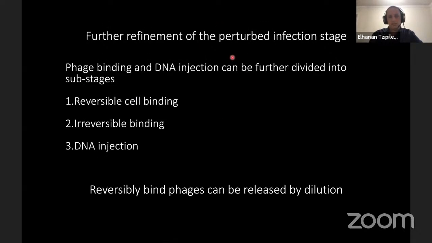But this SigX inducible system enabled us to further refine the specific step that is perturbed. The stages between binding and DNA ejection can be further divided into sub-stages. At the beginning, the phage binds reversibly to the cell, and then the binding changes from reversible to irreversible binding, and finally DNA is injected. And the difference between reversible and irreversible binding can be monitored by diluting the cell culture.